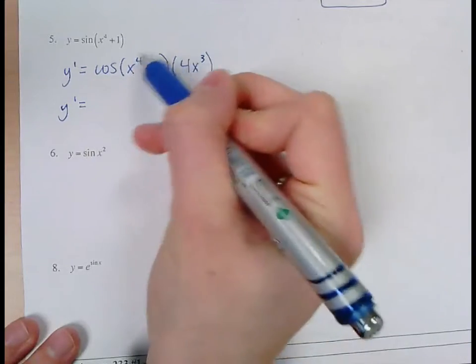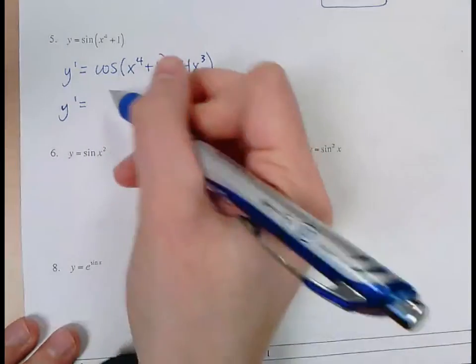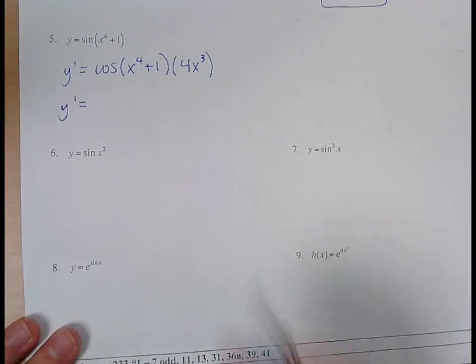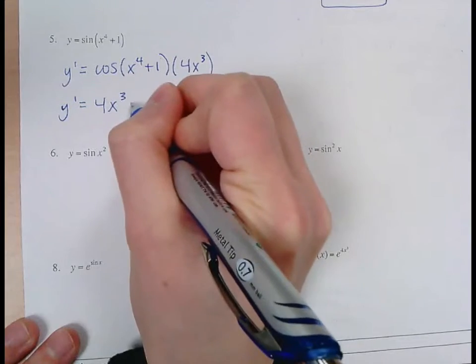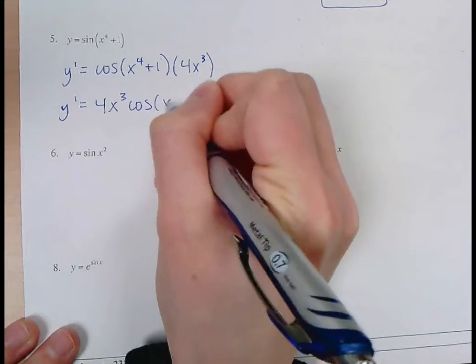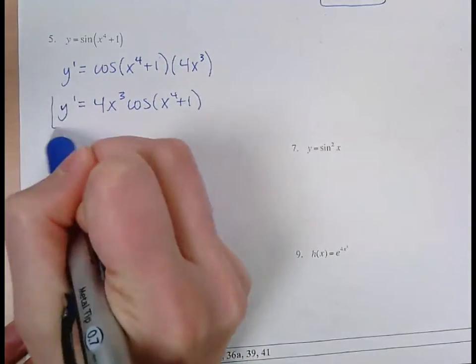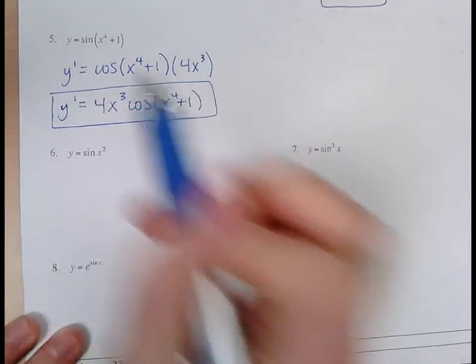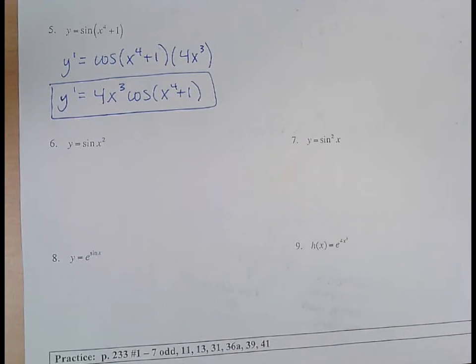You cannot distribute it. Just make sure you understand that. This is inside the cosine function. You can't factor out anything. This is not the class where you make up your own rules. Okay, so I would probably write it this way. Okay, questions on 5?